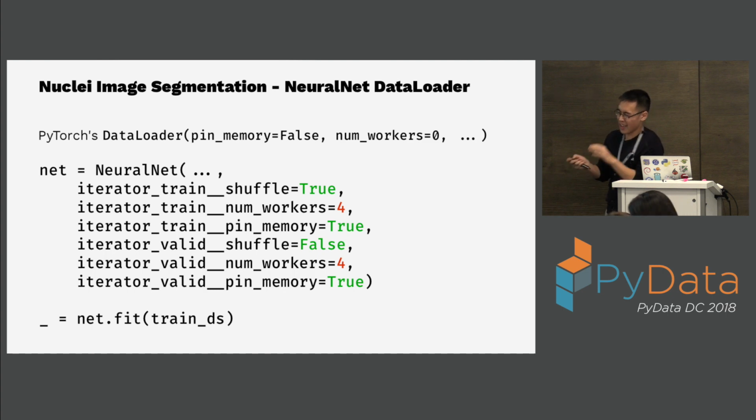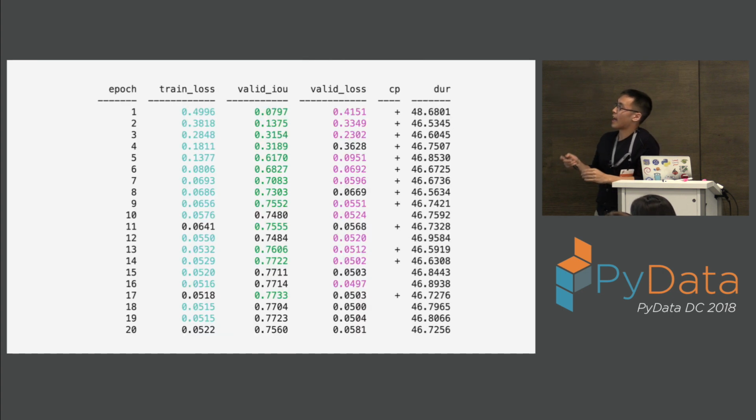Lastly, pin memory is a minor optimization where we don't have to keep on allocating memory on the GPU every time we feed data into the GPU. We do exactly the same for validation. And now we could call fit. And in fit, you get what we expected before. Now we have a column called valid_IOU. And you see that it checkpointed the module at epoch 17, right, with the plus sign.